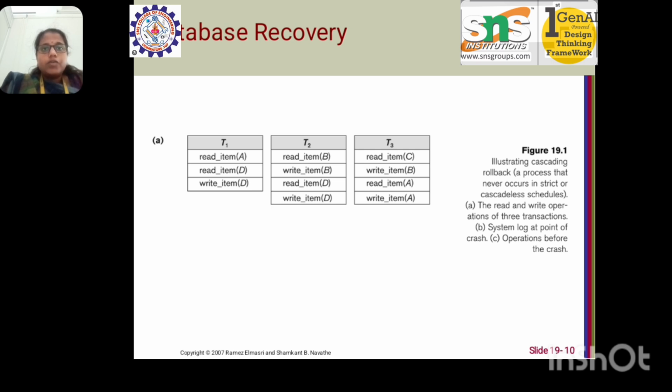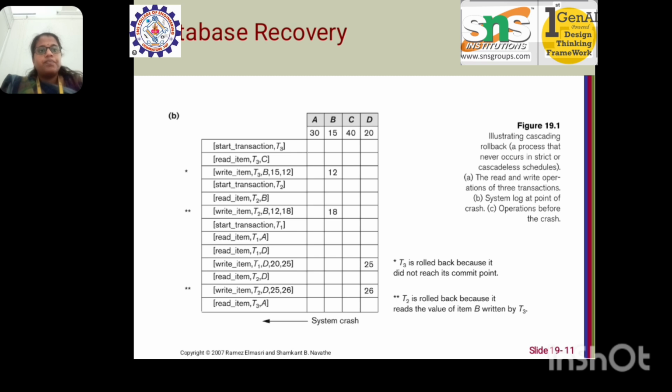Here we are seeing cascading rollback, a process that never occurs in a strict or cascadeless schedule. For the read and write operations of these three transactions, the system log shows the point at which the crash occurs and the operations before the crash. The cascading rollback is a process that never occurs in a strict or cascadeless schedule. Here T3 is rolled back because it does not reach its commit point, and T2 is rolled back because it reads the value of item B written by T3.